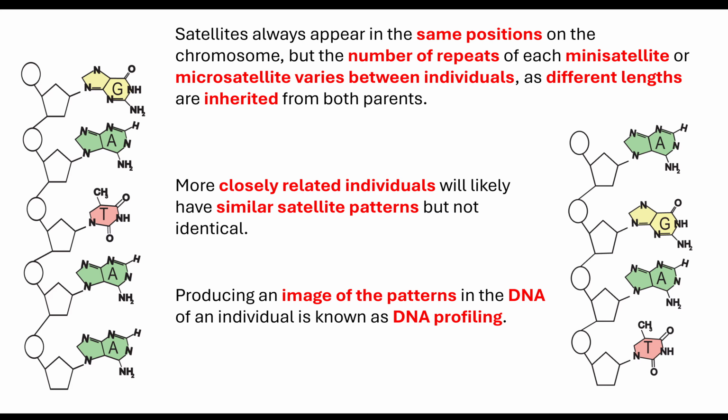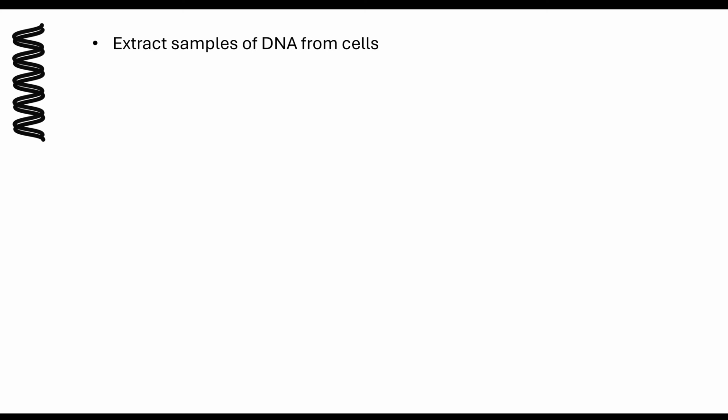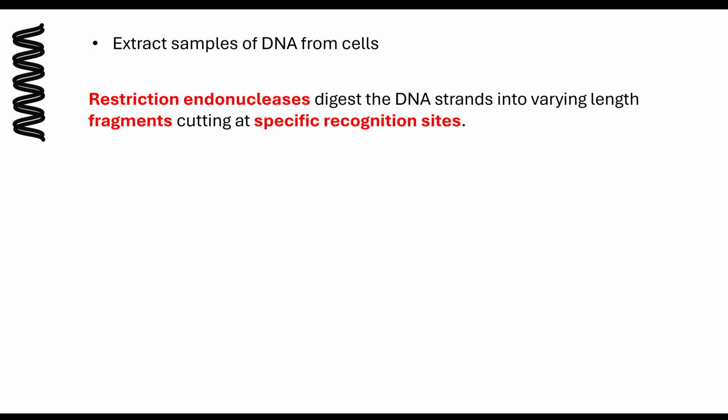So let's look at how we can do this DNA profiling. So the first thing we would need to do is extract a sample of the DNA from their cells. And we know that that DNA is held in the nucleus and also in the mitochondrion and if we're looking at plants in the chloroplast. So we would extract samples of the DNA. Now what we need to use are what's known as restriction endonucleases. Now these are enzymes that are going to digest the DNA strands into varying length fragments. They're going to cut at very specific recognition sites.